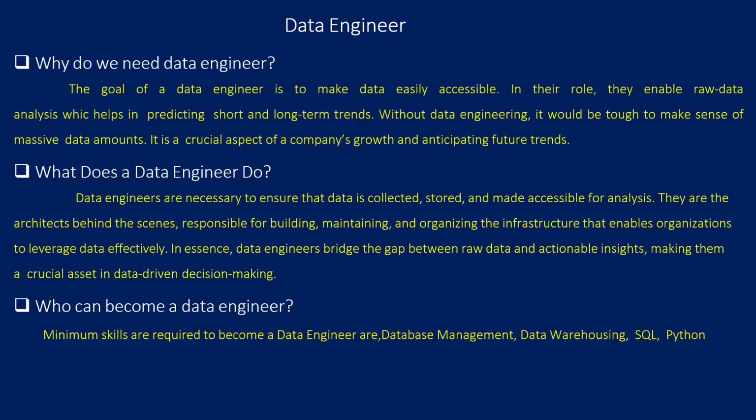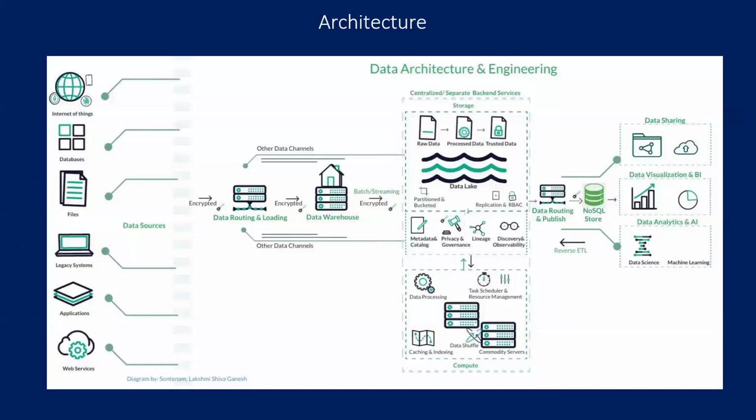This is what a data architecture or data engineering pipeline looks like on an overall level. On the left side you have data sources. Your data sources depend on your project; it can have one data source or multiple data sources. Data can come from IoT devices, databases, or files, or you can pull data from legacy systems such as an SFTP server, or from any application, like the Swiggy app or Zomato app, and any web services. So you can extract web data also. Clear?